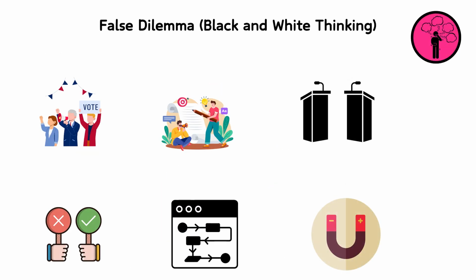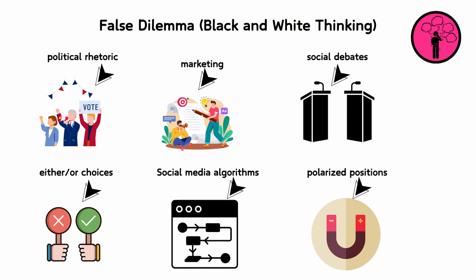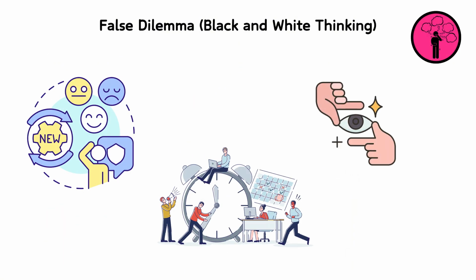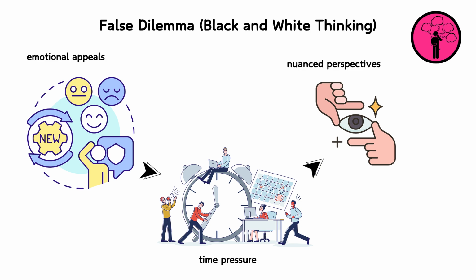Modern examples appear in political rhetoric, vote for me or face disaster, marketing, buy now or miss out forever, and social debates where complex issues are reduced to simplistic either-or choices. Social media algorithms often amplify this tendency by promoting content that takes strong, polarized positions. The technique becomes particularly effective when combined with emotional appeals and time pressure, making it harder for people to step back and consider more nuanced perspectives.